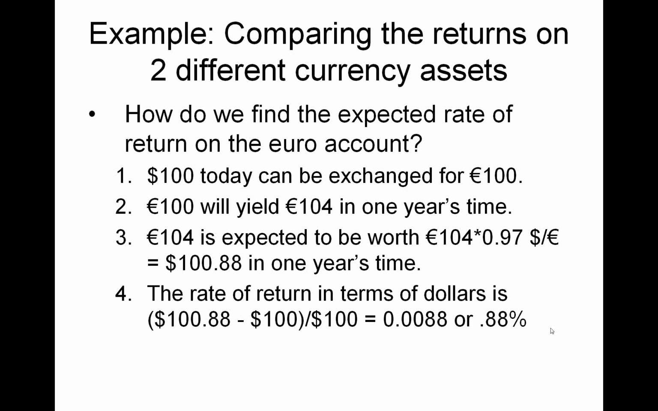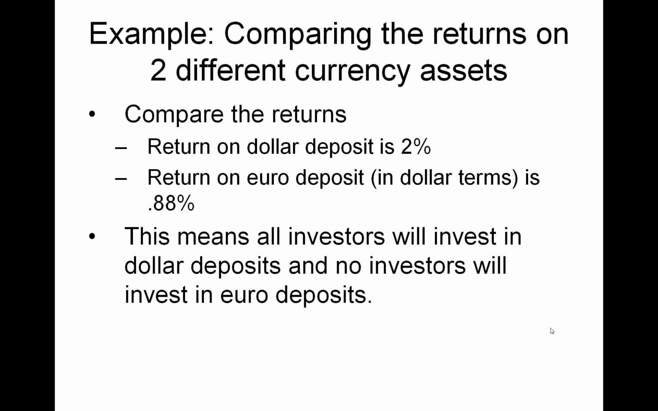Finally, we need to look at the rate of return in terms of dollars. In order to do that, we need to find the percentage change in dollar terms. So we take the $100.88 minus the original $100 investment, divided by 100, and this gives us 0.0088 or 0.88%.